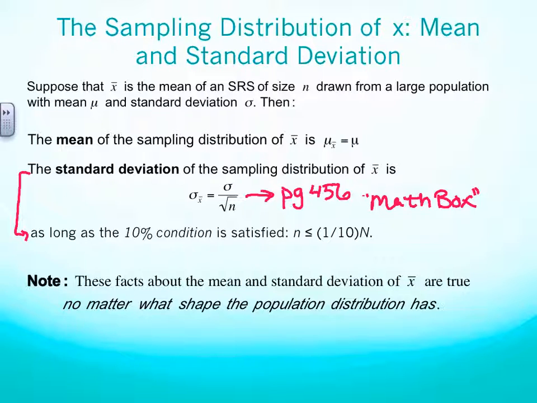These facts about the mean and standard deviation of your sample mean are true no matter what the shape of the population distribution is. So you do not have to check the large counts condition to be able to use a normal approximation. So we'll talk more about that in the last video.